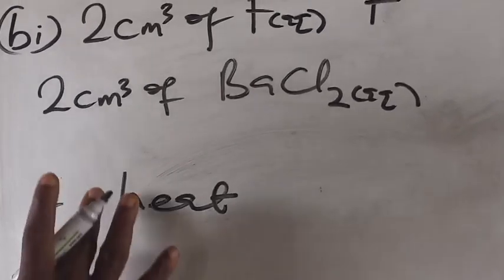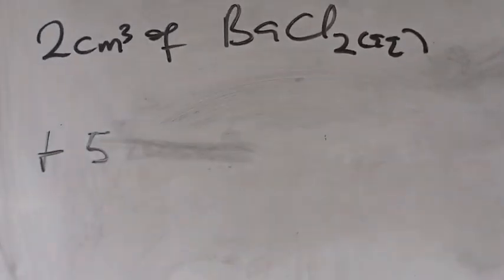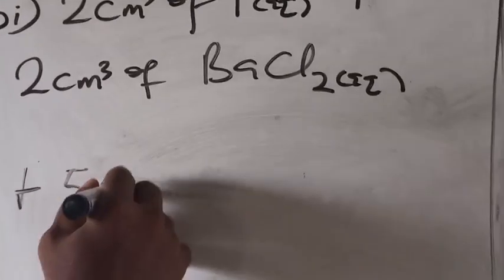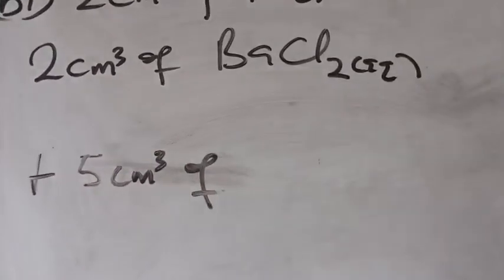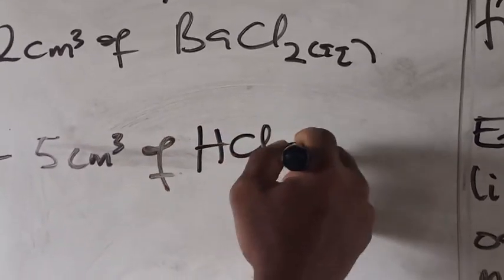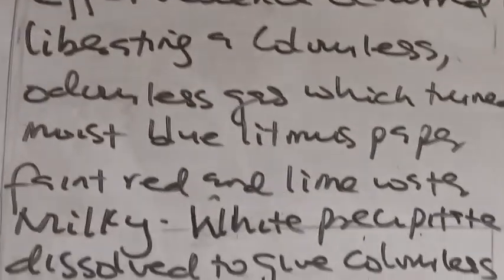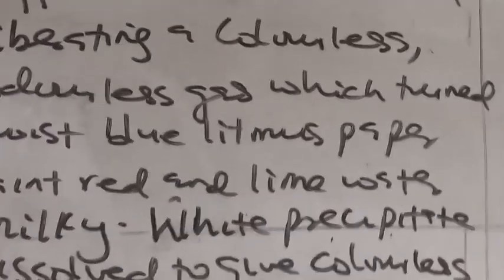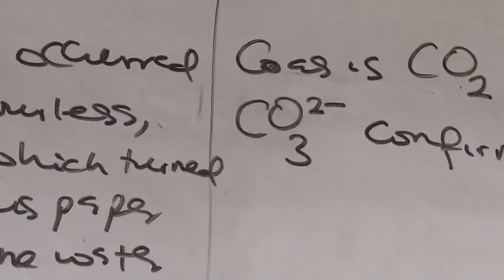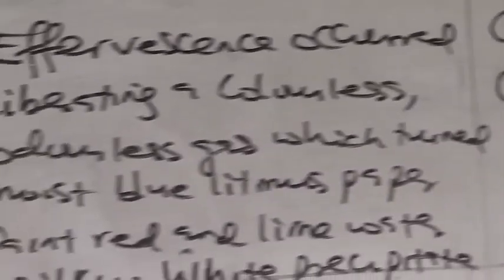So this place will have heat plus heat. We now say plus 5 cm cube of dilute HCl. Or you can write HCl aqueous before heat. And that is our observation and inference. So I made a correction. HCl was added after we added barium chloride. After the white precipitate was out, HCl was added. That's why you observe effervescence taking place. So that is it. So go to the question.